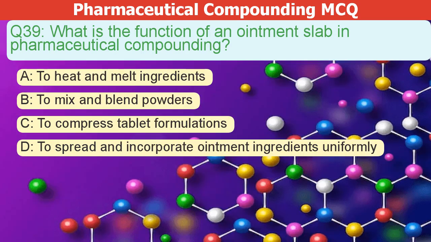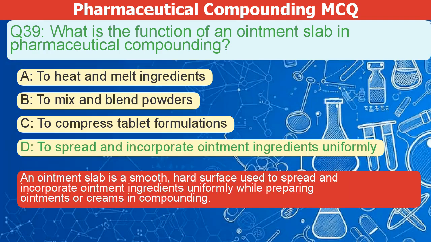What is the function of an ointment slab in pharmaceutical compounding? A. To heat and melt ingredients. B. To mix and blend powders. C. To compress tablet formulations. D. To spread and incorporate ointment ingredients uniformly. The correct answer is D. An ointment slab is a smooth, hard surface used to spread and incorporate ointment ingredients uniformly while preparing ointments or creams in compounding.